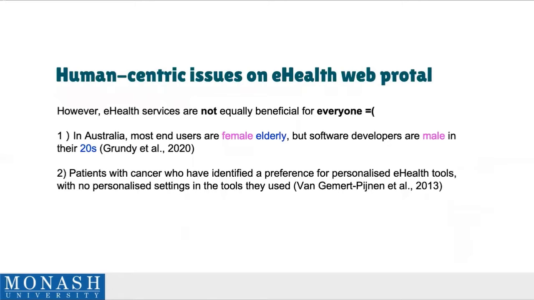However, there are some gaps in applying human-centric issues in eHealth web portals. For instance, in Australia, most online users are female elderly, while the software developers are male in their 20s, who are less likely to develop software that can identify distinct characteristics for diverse end users. Those software are less likely to be fit for purpose and commonly fail because they were developed without carefully considering various human factors. Worse, the lack of access to fit-for-purpose software may lead to a negative user experience and potentially result in unsatisfied health outcomes.